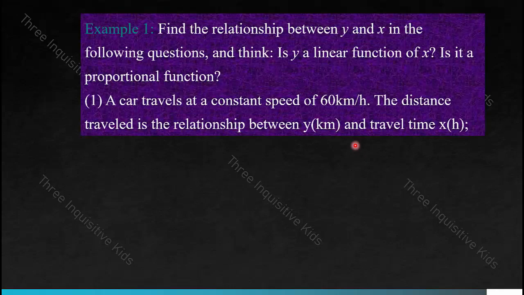Let's do some problems. Find the relationship between y and x in the following questions and think, is y a linear function of x? Is it a proportional function? So here's our first one. A car travels at a constant speed of 60 kilometers per hour. The distance traveled is a relationship between y in kilometers and travel time, x, meaning hours.